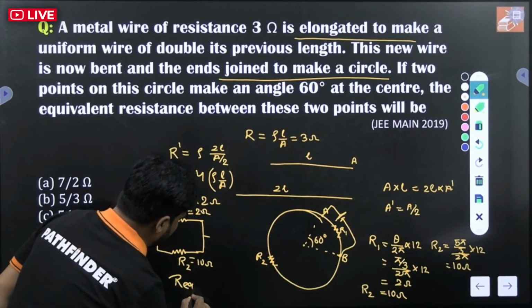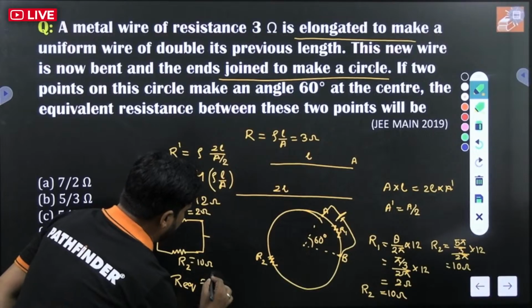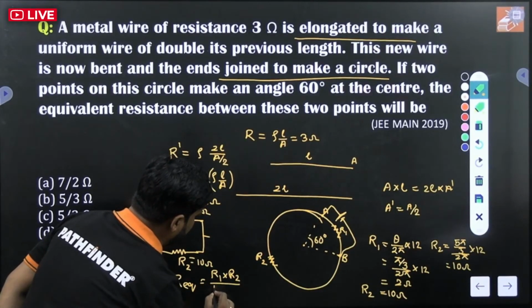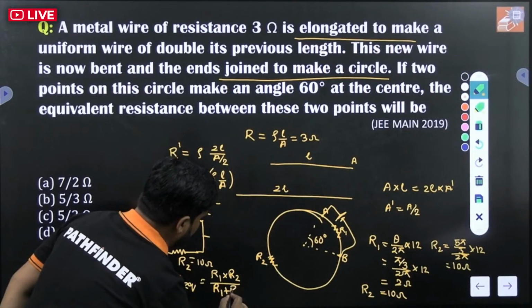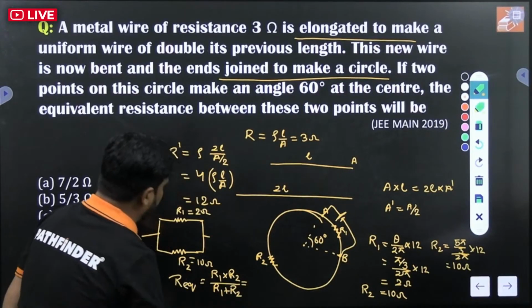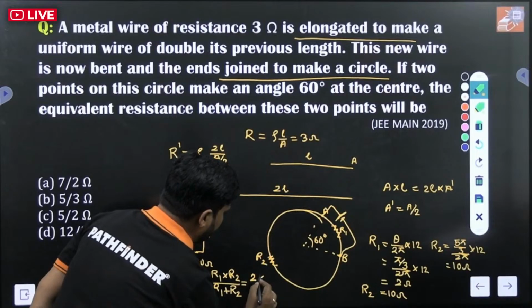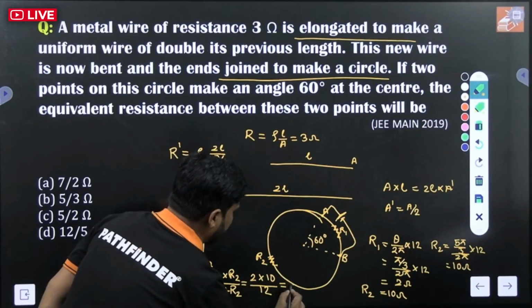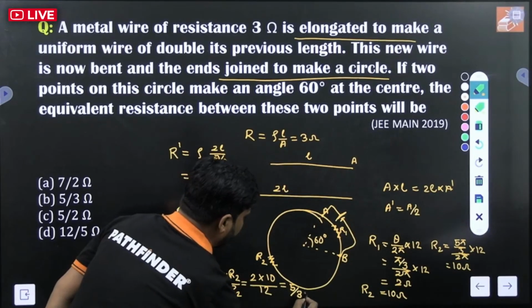Very easy. When two resistances are connected in parallel, you can directly calculate R equivalent by using this formula: R1 R2 divided by R1 plus R2. What is the value of R1? 2. What is the value of R2? It is 10, divided by 12. So it will come out to be 5 by 3 ohm.